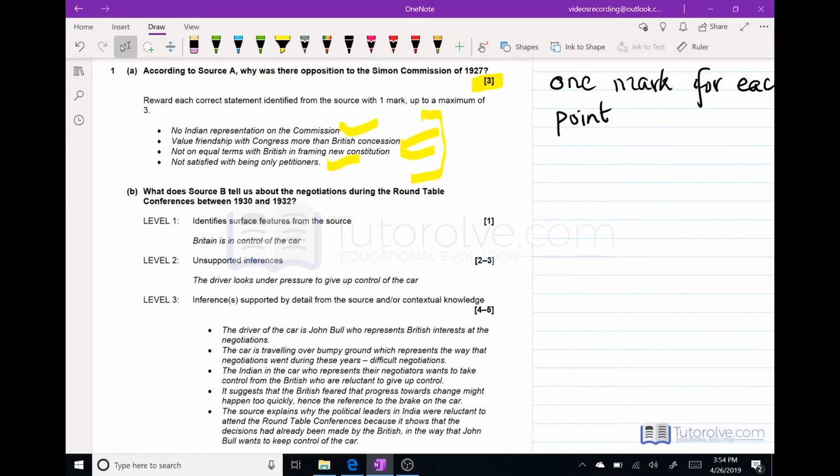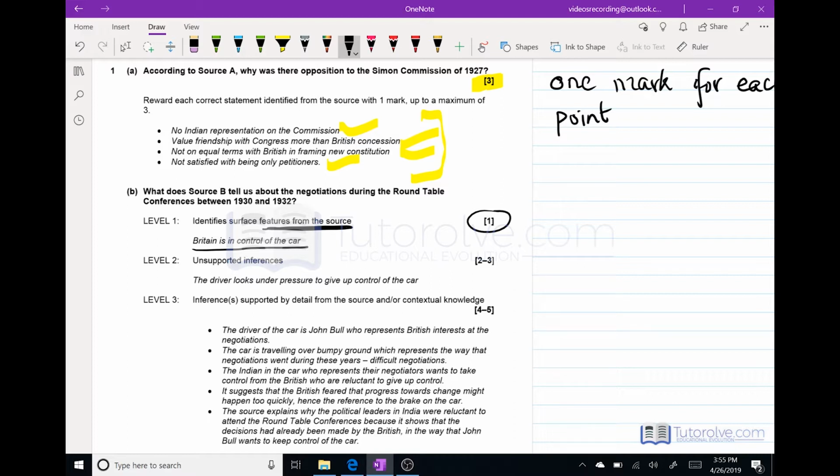So what does source B tell us about the negotiations during the Roundtable Conference? Now, the first level is just talking about the main surface features of the source. That will only get 1 mark. That is just saying simply that Britain is in control of the car. That just tells you one element within that picture.